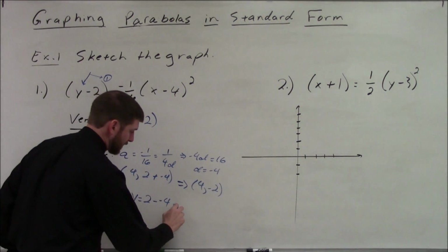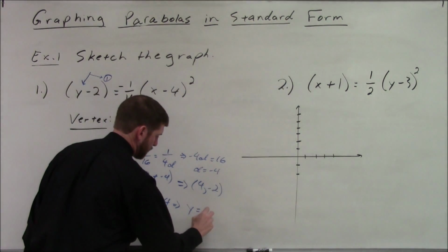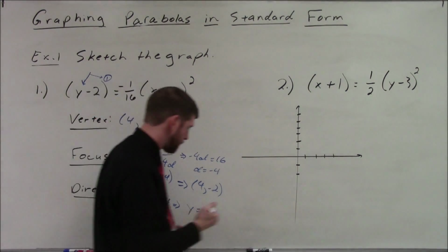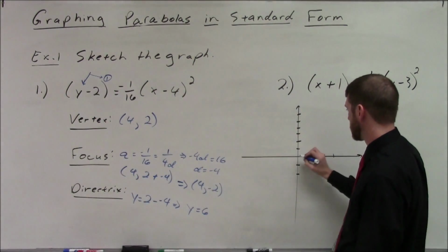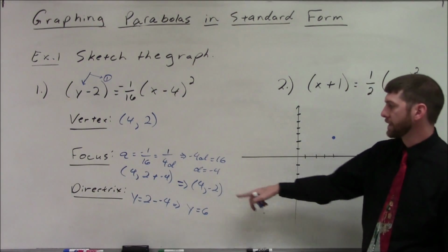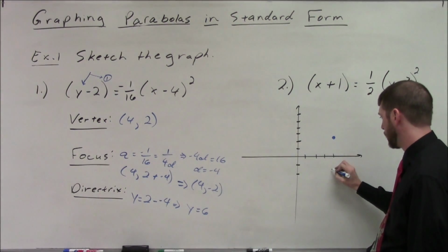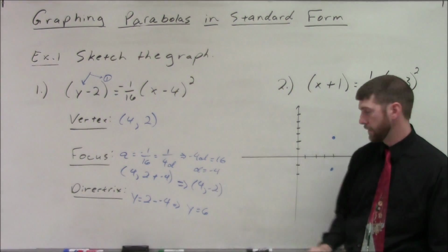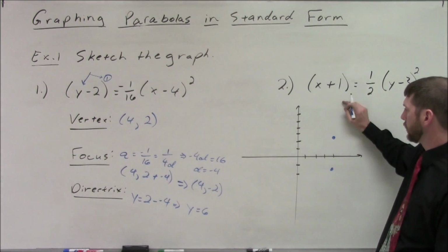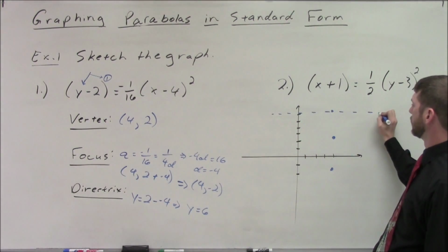Directrix is a line, so it's always going to be a y equals or x equals equation. So that's going to be y equals 6. So if I go through and put all this on the graph, vertex is 4, 2. Focus, from here I'm going down 4 units. That's what d equals negative 4 was, which is 4, negative 2, which we have. And then for my directrix, I go from the vertex up 4 units, and it's a horizontal line.